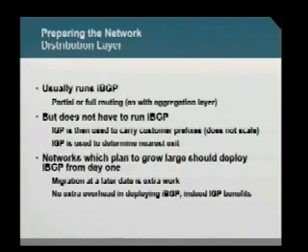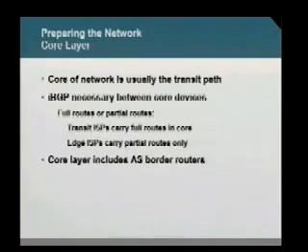Distribution layer usually runs iBGP, partial or full routing. Doesn't have to run it, but I find that it's harder if you don't run iBGP at the distribution layer. As for the core of the network, it's usually the transit path. iBGP is pretty much mandatory here. Full routes or partial routes, depends whether you're going to be an internet transit provider or an internet edge. Transit provider, I mean you're providing transit to other autonomous systems. Edge means you're just connecting standard non-BGP speaking customers to the net.